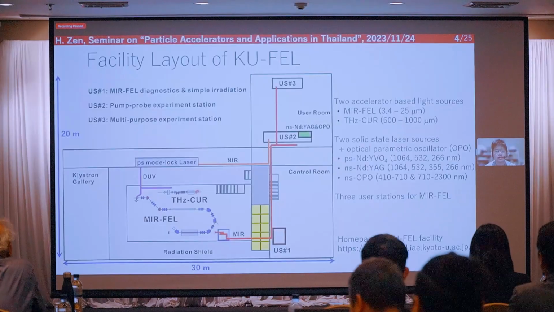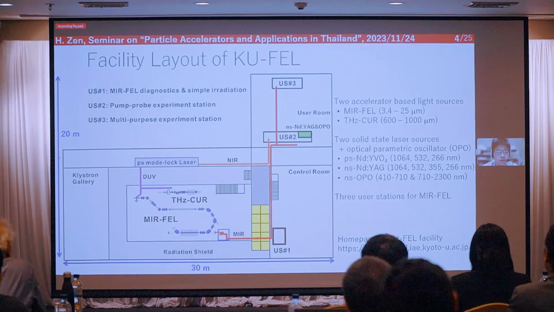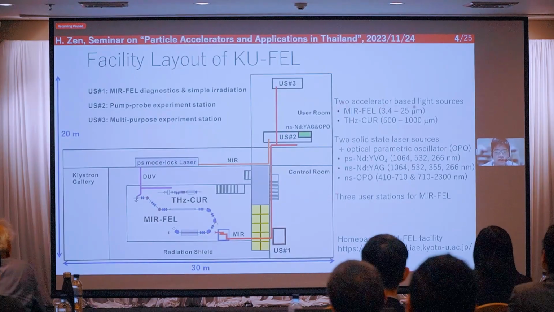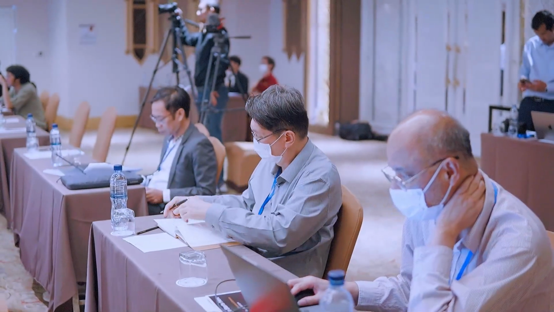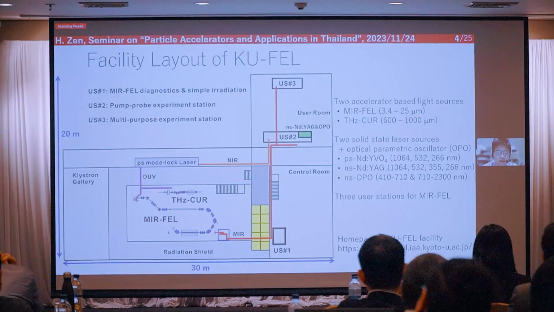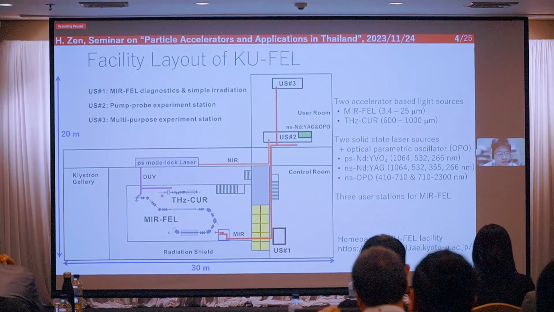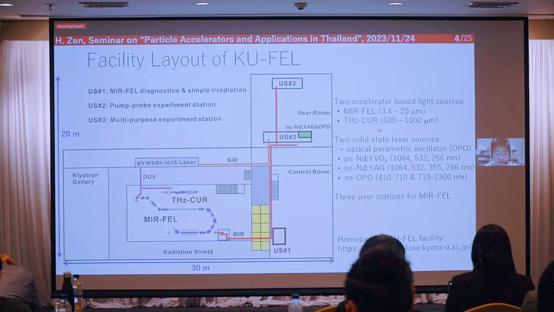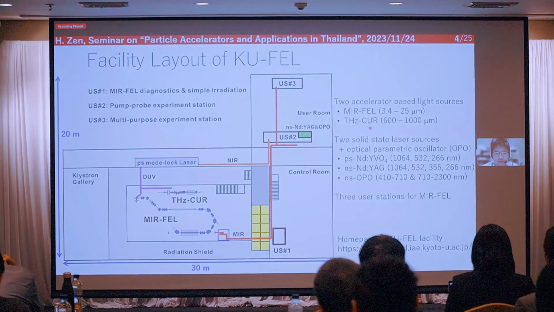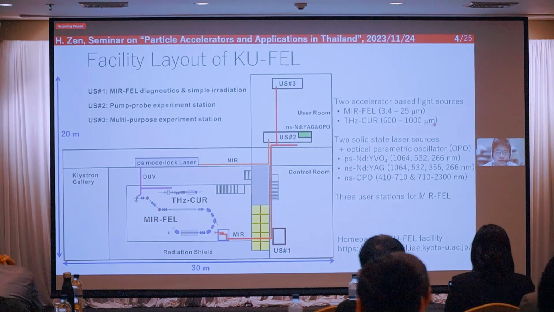So this is a schematic image of our facility, KUFEL. The footprint is 20 meters by 30 meters, and it has two accelerator-based light sources. One is the MIR free electron laser covering 3.4 to 25 micrometer. And another one is a terahertz coherent undulator radiation source. Sakon-san said it's a super radiance source, but we call it coherent undulator radiation. It covers wavelengths from 600 to 1000 micrometer.